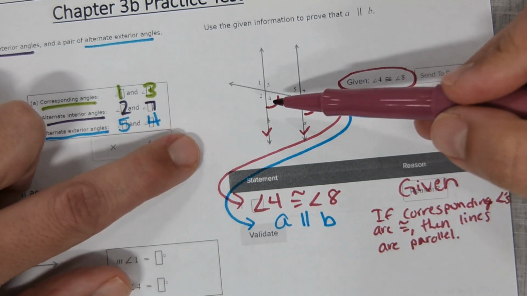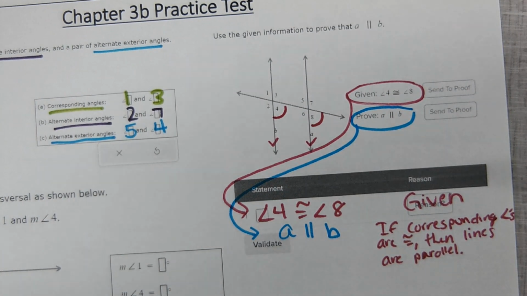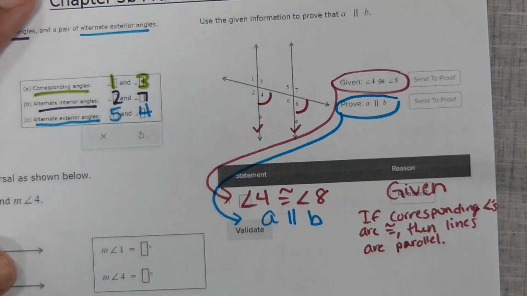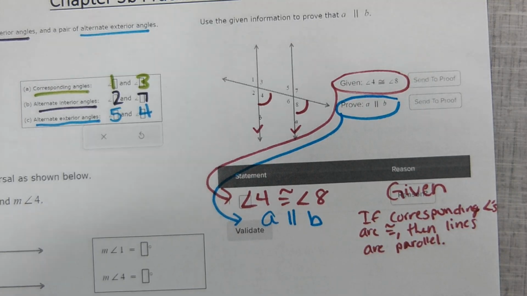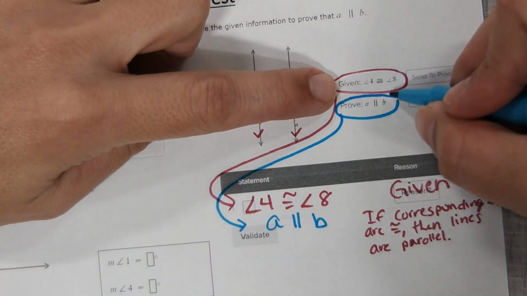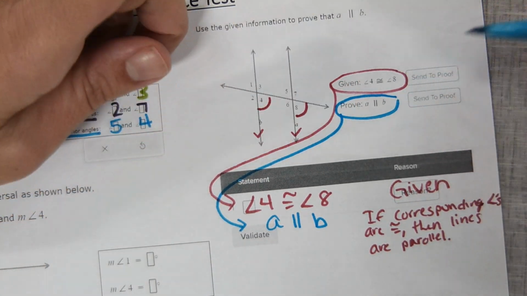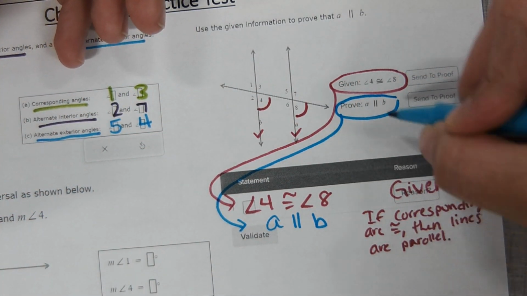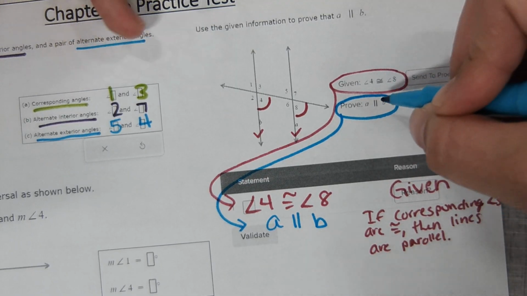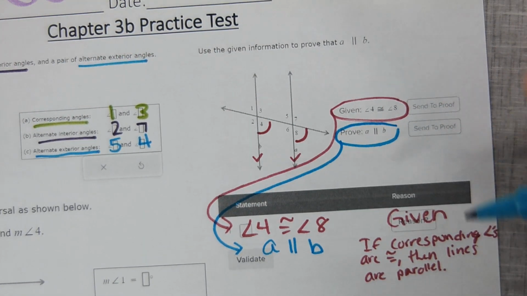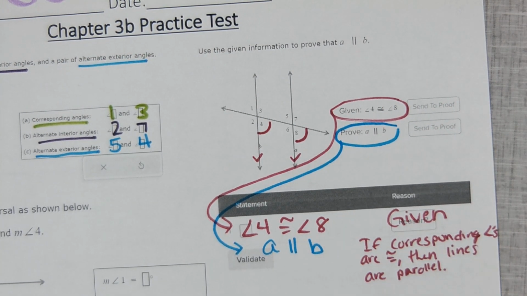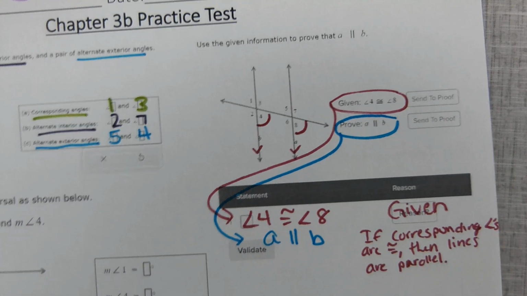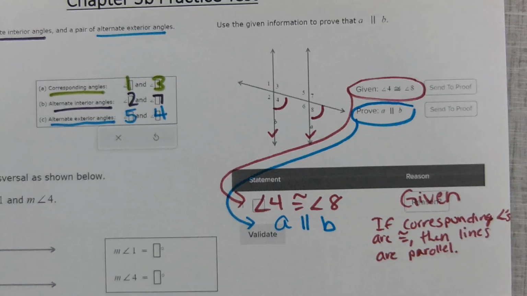So you just want to look for the relationship between the angles. It could be alternate interior, it could be alternate exterior. But if those angles are congruent, then the lines are parallel. The other way this could be asked is they could have the parallel line statement first and then the congruent angles. In that case, you say, if lines are parallel, then corresponding angles are congruent. So just make sure to choose the one that's in the order of what you have. But if you practice it a few times, you should be good with that.